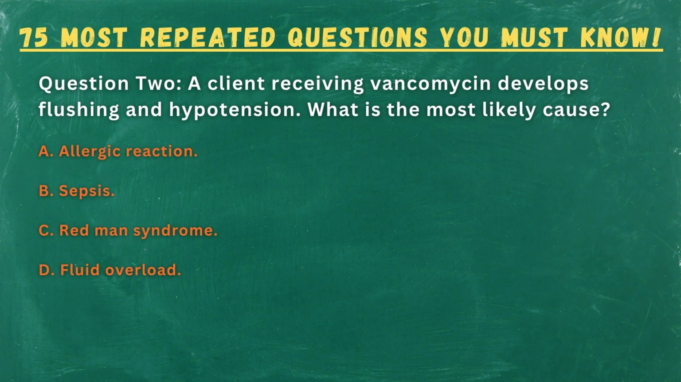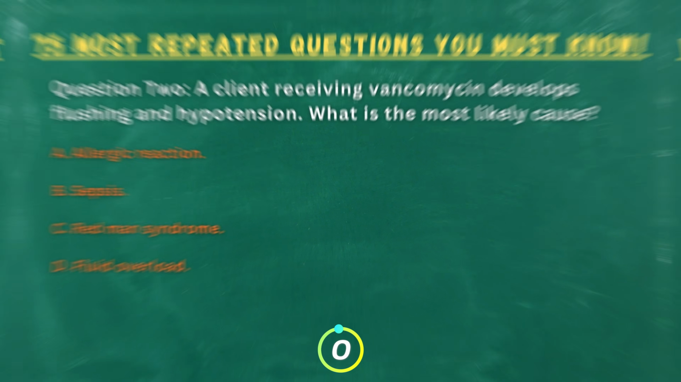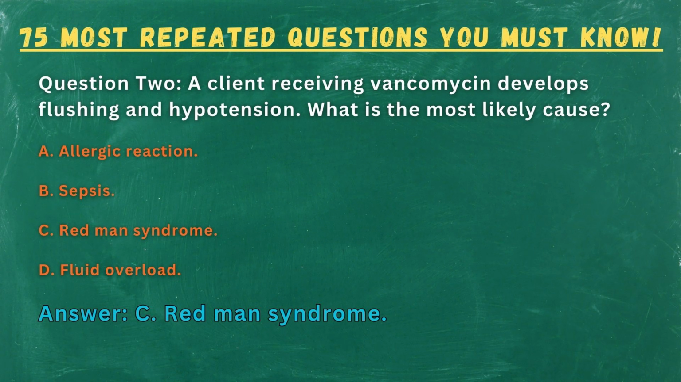Question 2. A client receiving vancomycin develops flushing and hypotension. What is the most likely cause? A. Allergic reaction. B. Sepsis. C. Red man syndrome. D. Fluid overload. Answer. C. Red man syndrome.